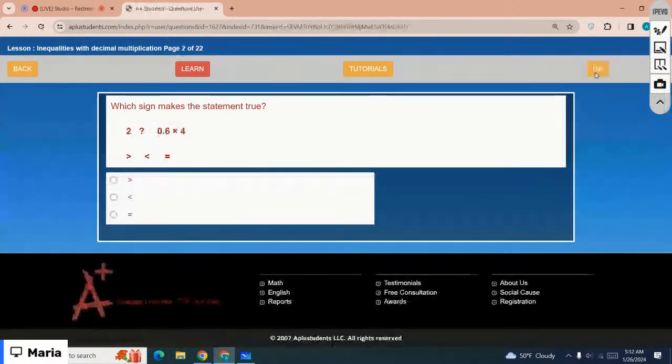The next one is 2 and you have to compare it to 0.6 times 4. So which is the correct option?